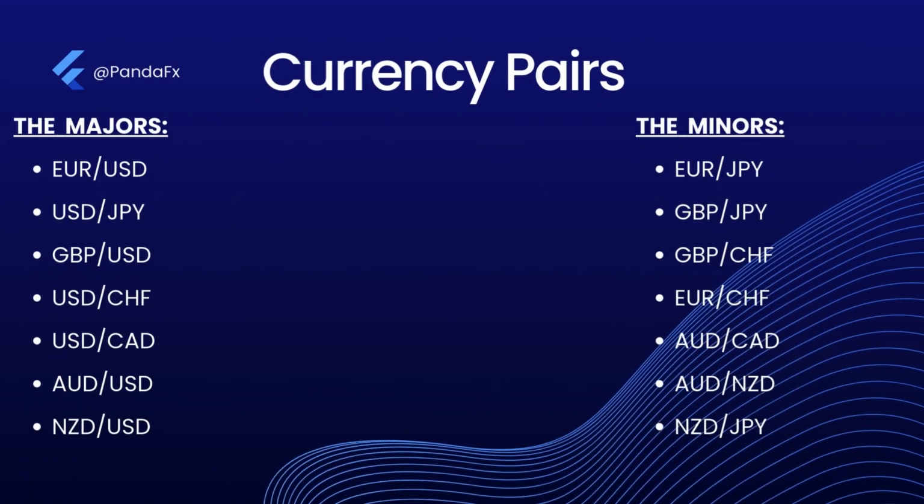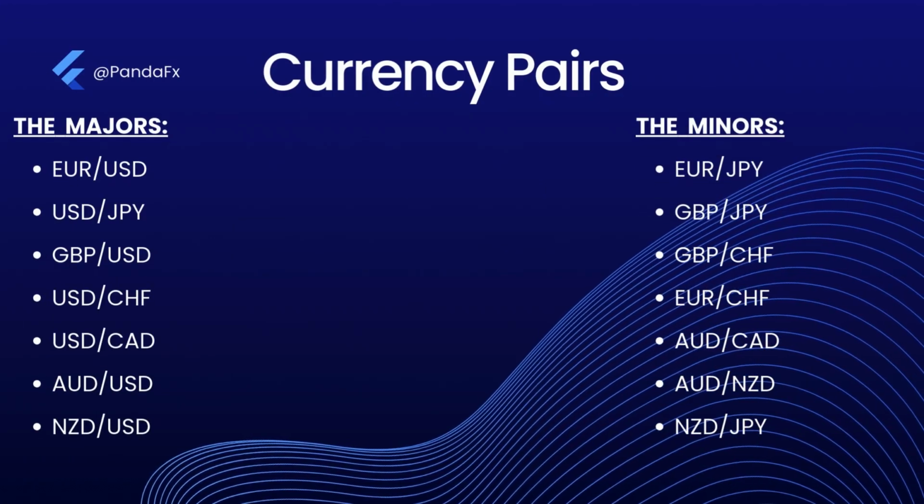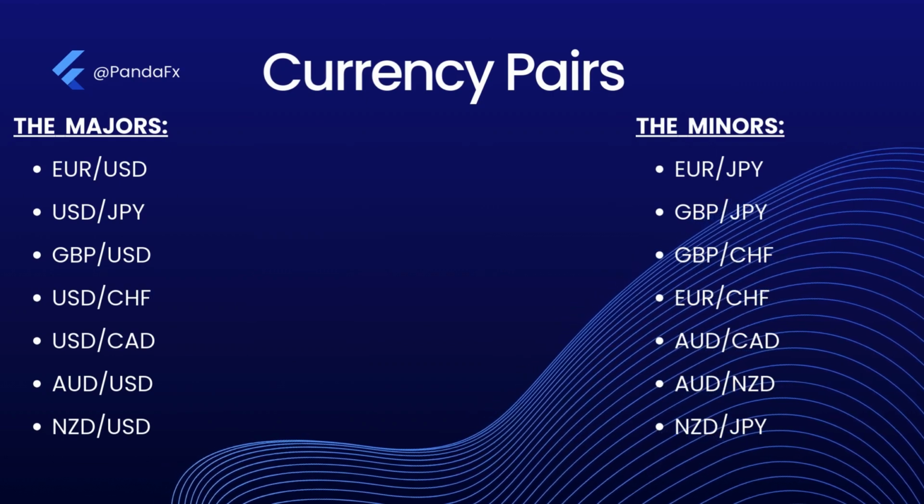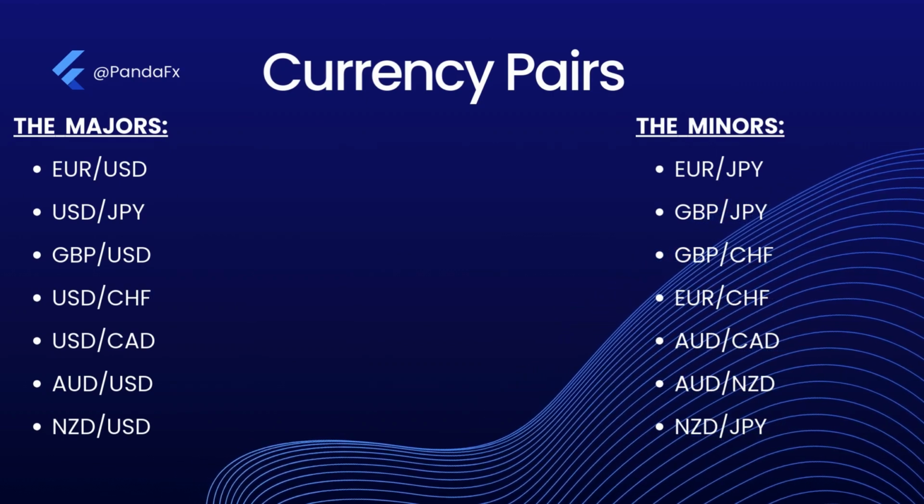So, moving on to the currency pairs. We have the major and the minor currency pairs. The major pairs are any currency that is paired or tagged to the dollar. So any currency pair tagged to the dollar, those are major currency pairs. And the minors are the non-dollar pairs, the non-US dollar pairs. That's it.